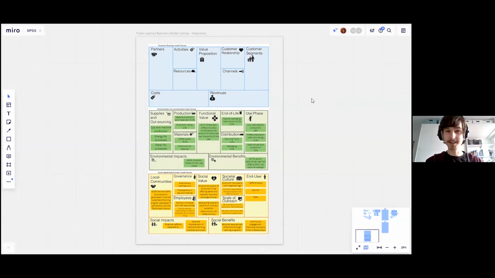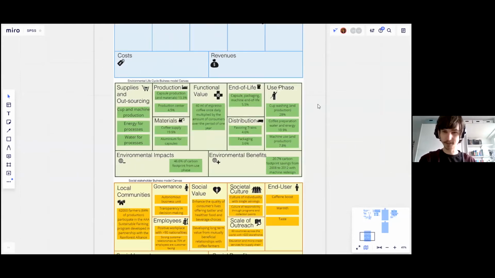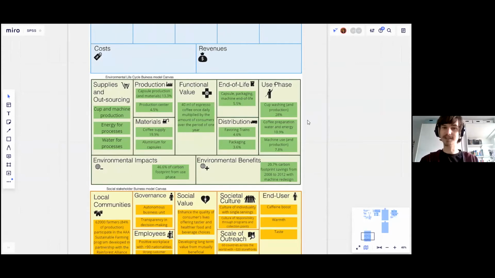This is how the canvas looks in practice. So as you can see, we have three different layers. The top one is the economic layer, which is kind of the traditional business model canvas. Then we have the environmental layer, which takes a life cycle approach. And then we have the social stakeholder layer. And I will zoom into the environmental layer, which we have filled out using the example of Nespresso.